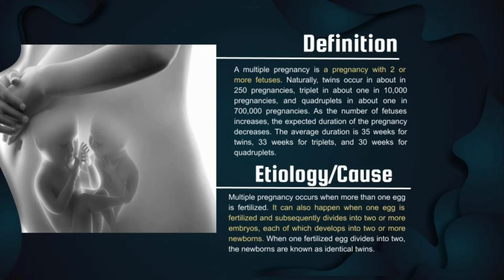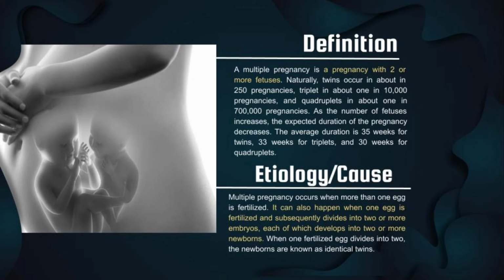What is multiple pregnancy? Multiple pregnancy is a pregnancy with two or more fetuses. Naturally, twins occur in about 1 in 250 pregnancies, triplets in about 1 in 10,000 pregnancies, and quadruplets in about 1 in 700,000 pregnancies. As the number of fetuses increases, the expected duration of pregnancy also decreases. For example, the average duration for twins is only about 35 weeks, 33 weeks for triplets, and 30 weeks for quadruplets.